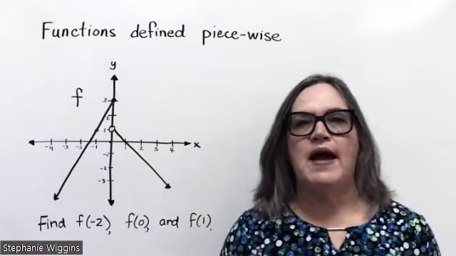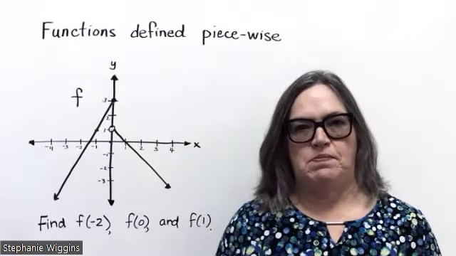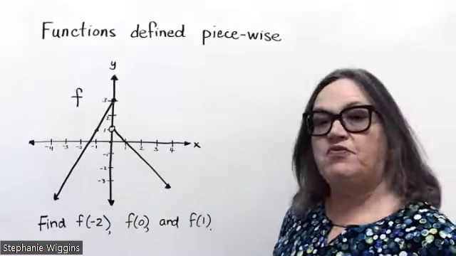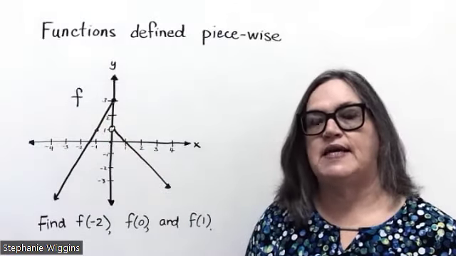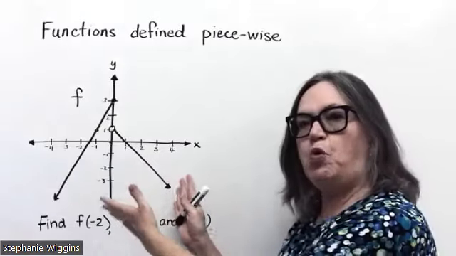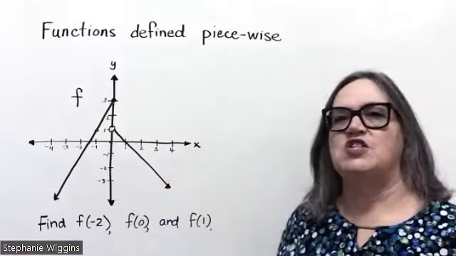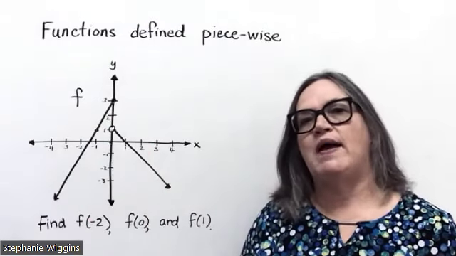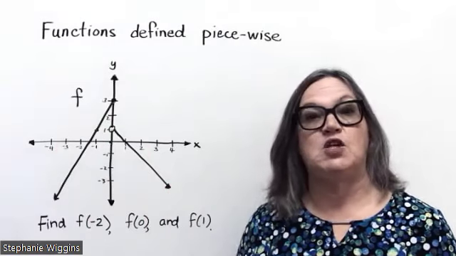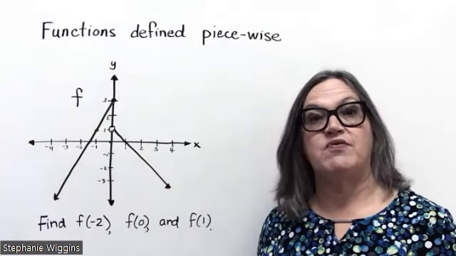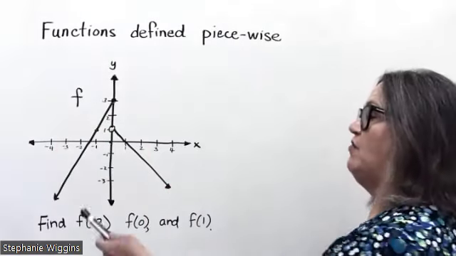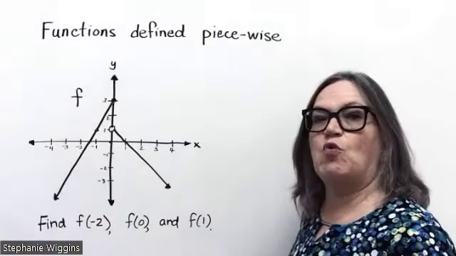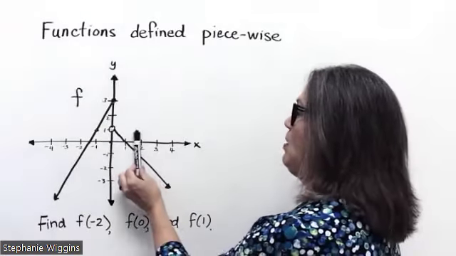Okay, here I have a function defined piecewise, and I've called it f. It is a function, it passes the vertical line test, and it's a collection of points. Remember, a function is simply a collection of ordered points that has one y value for every x value, and we can use the vertical line test for a graph to see if it's a function. Every vertical line that I draw only intersects the graph one time. It doesn't matter where I draw it.